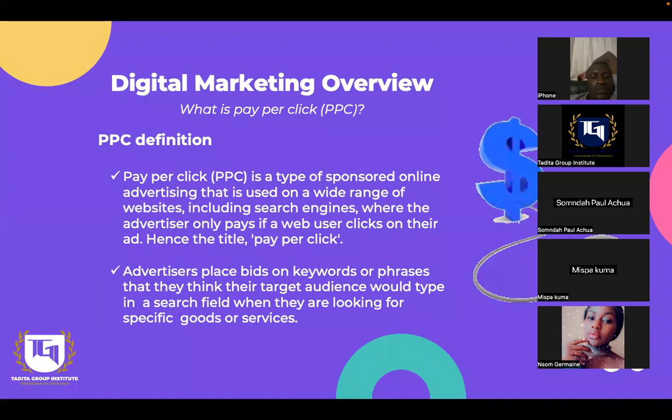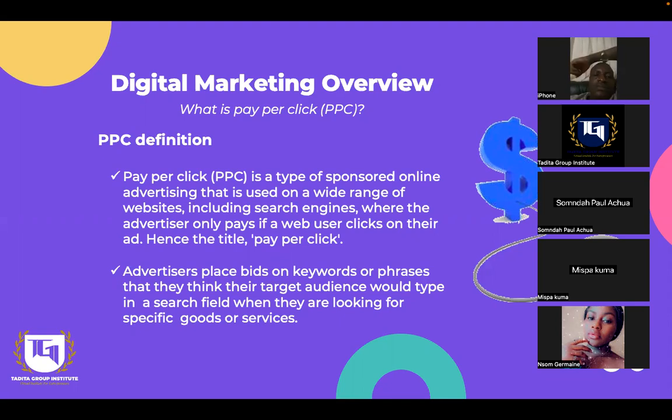Advertisers do place bids on keywords or phrases that they think their target audience will type in a search field. So as a digital marketing expert, if you are creating an ad, you want to advertise a business, you want to advertise a company, okay? So you are going to choose words. These words which you are choosing are known as what? Keywords. So when you are creating that ad, you need to put in those words which you believe people are always going to be searching for.